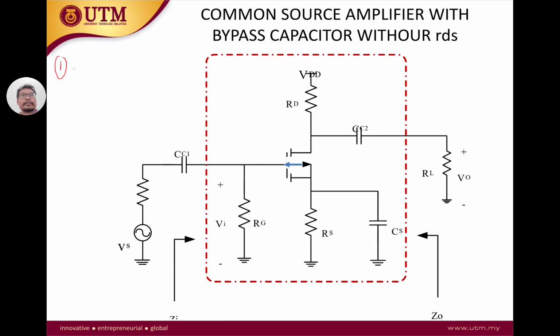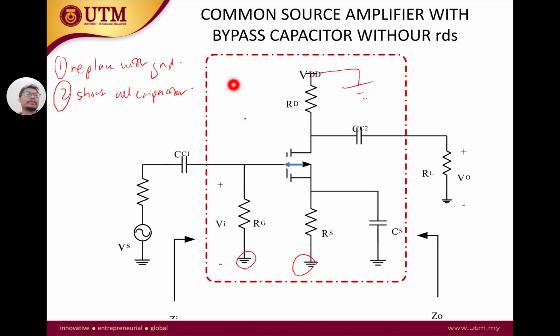Okay, go back here. So replace source with ground. Here we only have one source. Our source and the gate terminal here is already connected to ground, so no issue. So replace with the ground, and then number 2 is to short all capacitors. So that's step number 2.